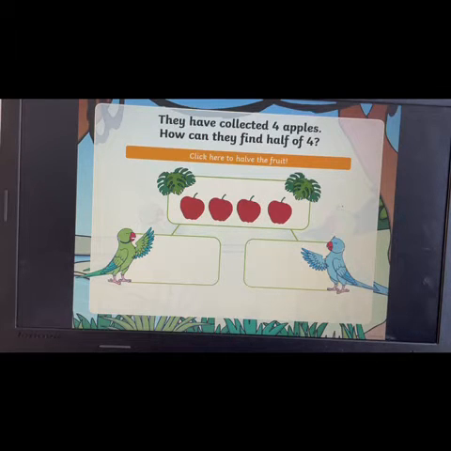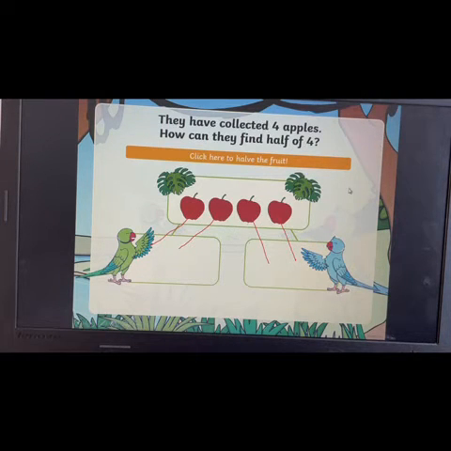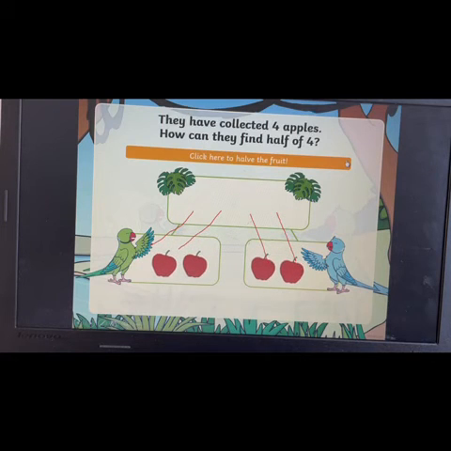Okay, so let's try again. What about if I give one apple to Jenny, one apple to Penny, one apple to Jenny, one apple to Penny? Is that fair? So they will have two apples each. Is that fair? Thumbs up, thumbs down. Yes, well done. So shall we see if we've done it correctly? So they have four apples all together, so they should have two apples each. Well done, year ones. There are two halves. Jenny and Penny each have one half.